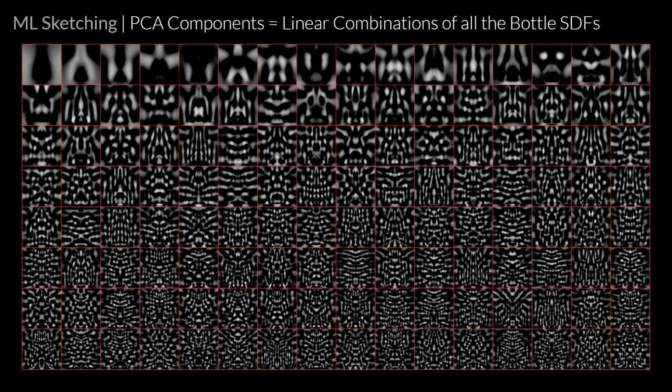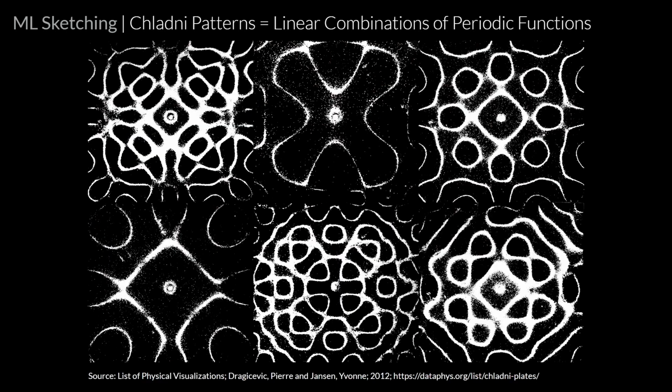That's because those are linear combinations of all the bottle SDFs, and this maybe reminds you of Chladni patterns, which are linear combinations of periodic functions. This is not super related, but I thought it was a nice tangent. It's maybe more understandable for CG people.